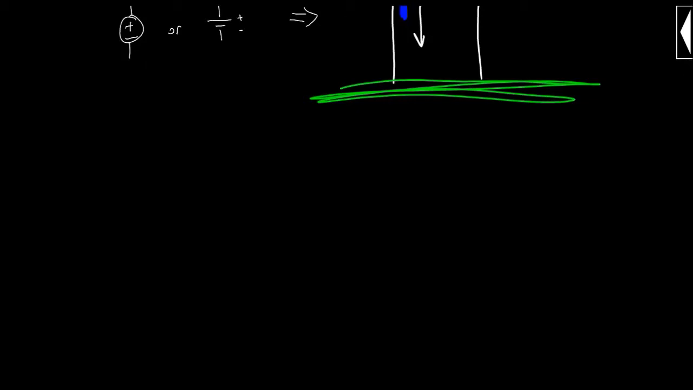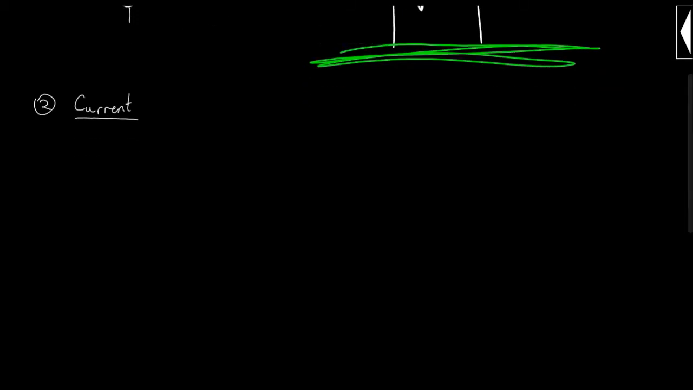Second element I'd like to go over is current. This will make a little more sense once we get it all in a big circuit too, I think. So, a current. Current is essentially just the movement of electrons through wire.